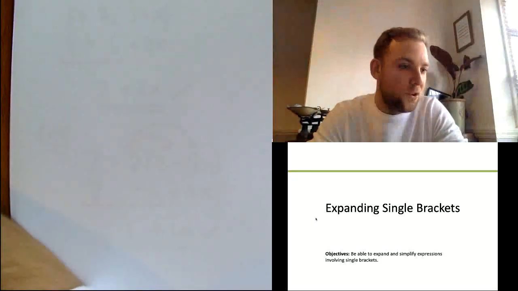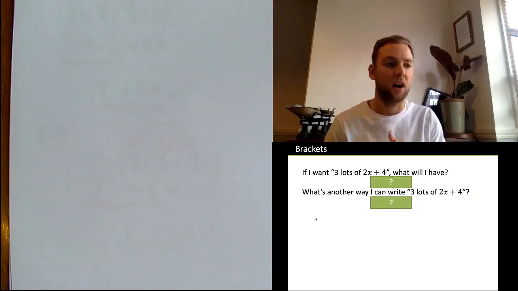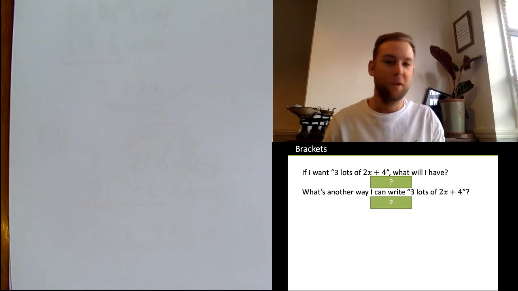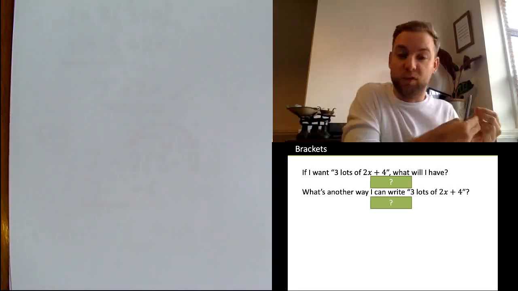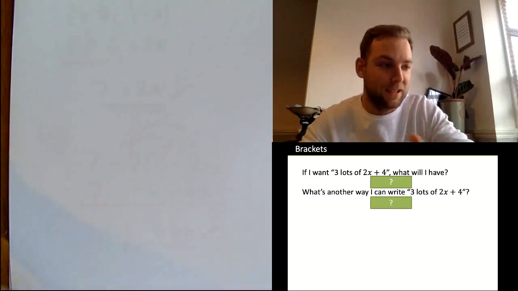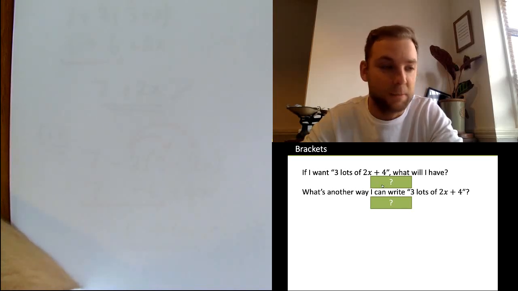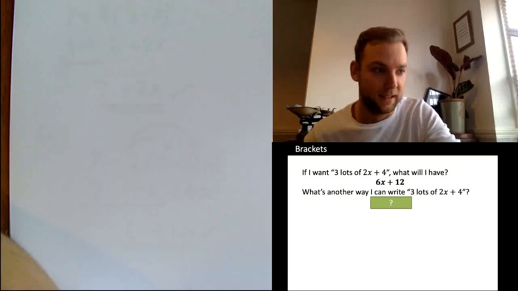So, first of all, let's have a look at this. If I want 3 lots of 2x plus 4, what will I have? With this one, if we've got 3 lots of 2x plus 4, then we can expand it. So we could, not expand it, we can multiply it. So it's going to be 3 times by 2x, which is 6x, and 3 times by 4, which is equal to 12. But there is another way of writing this.